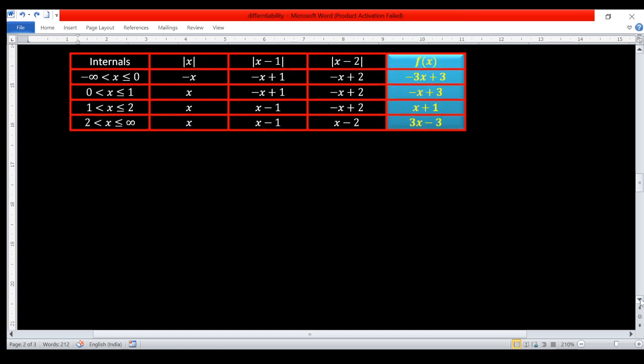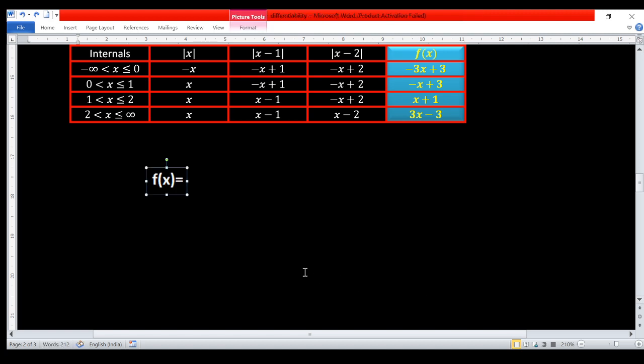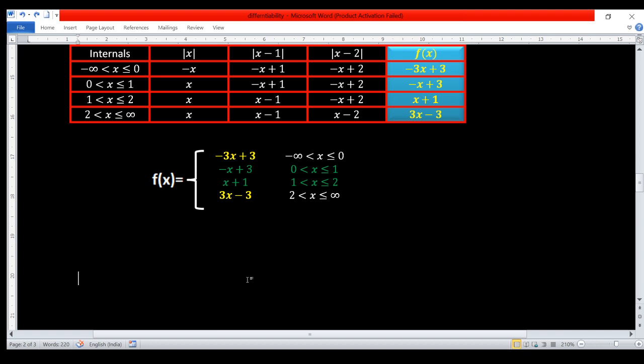Next, we'll give a proper branching definition. We found the branches. So there are 4 branches. We'll write it in the standard or usual form. Between minus infinity and 0, it is minus 3x plus 3. This is the method by which we got that. Now I have found f of x with its branching definitions.